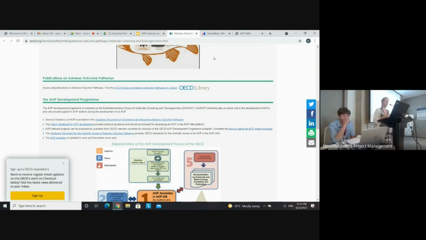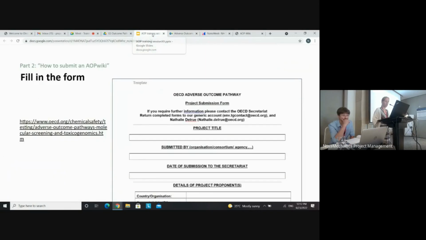It doesn't take that long, and then if they agree, they will allow you to get access to the AOP to build it up and to write things down in the AOP wiki, and that's it. But I have some notes for you if you want to do this.